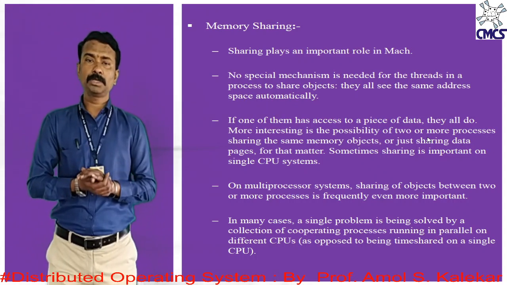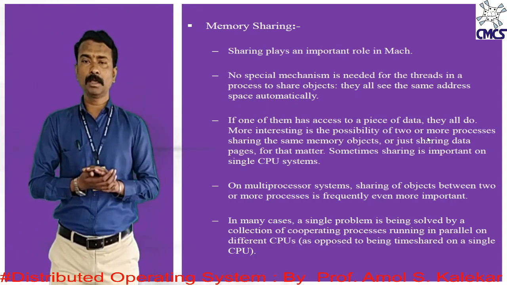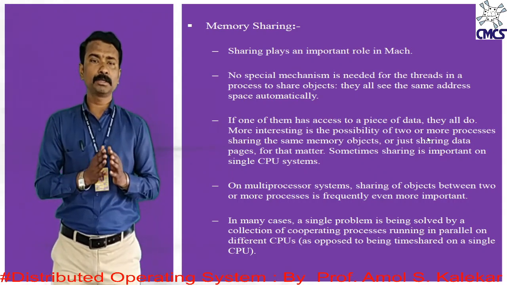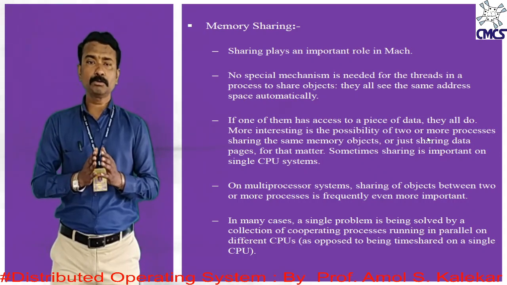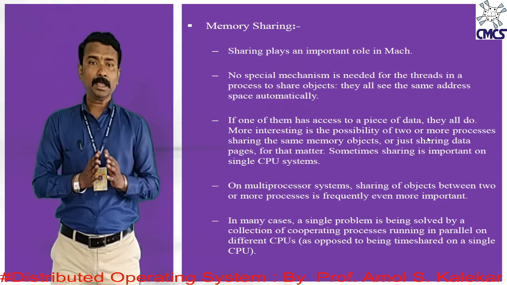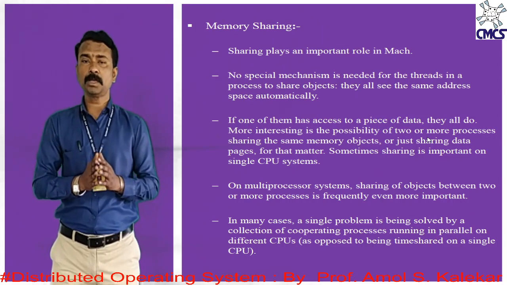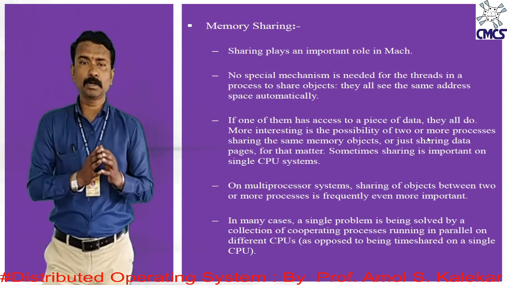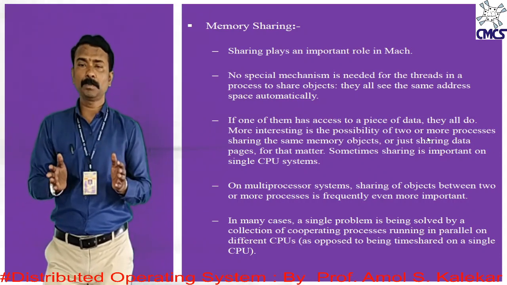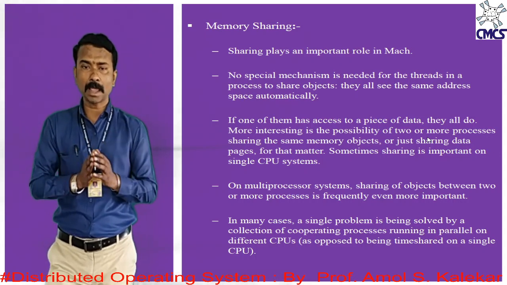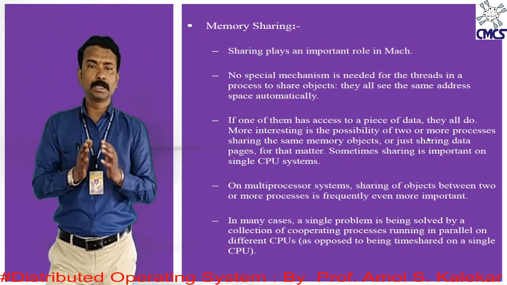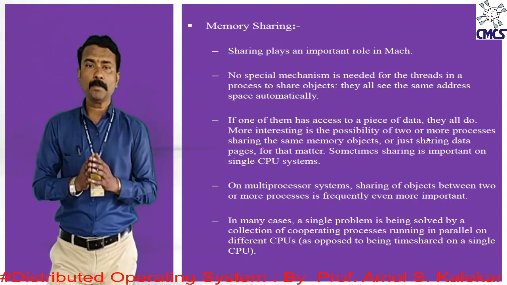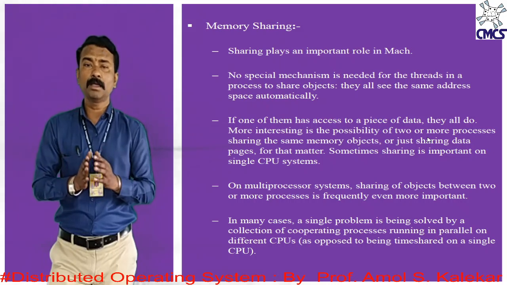Sharing plays an important role in the Mach system. No special mechanism is required for the threads in a process to share objects. They all see the same address space automatically. If one of them has access to a piece of data, then all of them have the same access. More interesting is the possibility of two or more processes sharing the same memory object, or just sharing data pages.